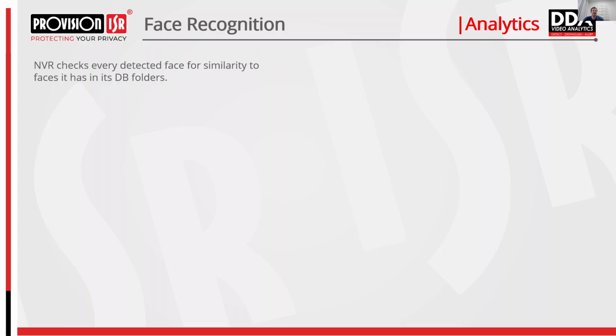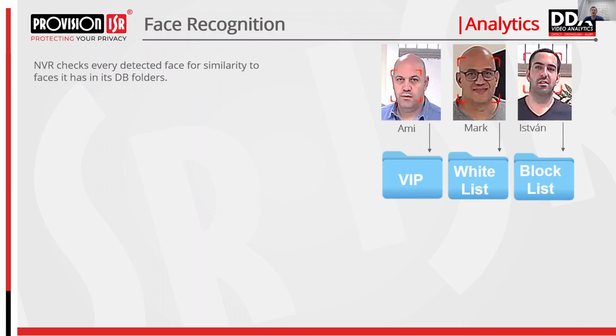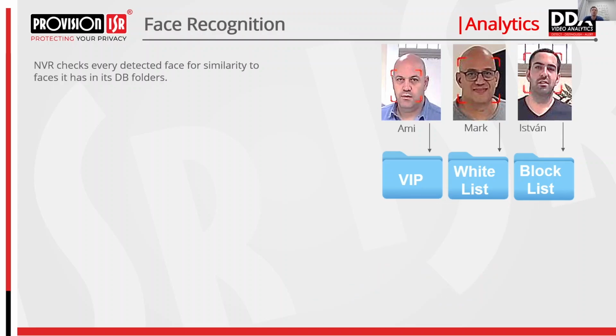Now, face recognition takes things to another level. This feature utilizes databases of faces where you can assign names. So, for example, you might have Ami on a VIP list, Mark on a white list, and Istvan might be on a block list.